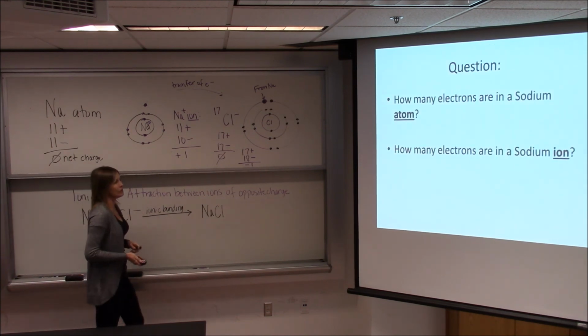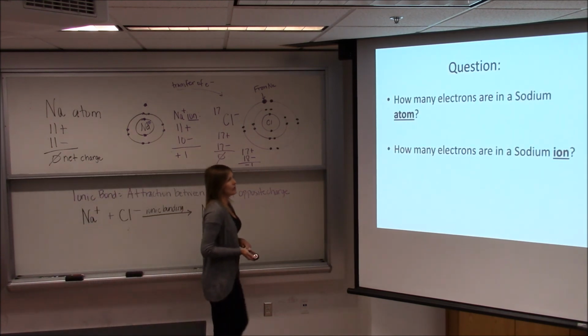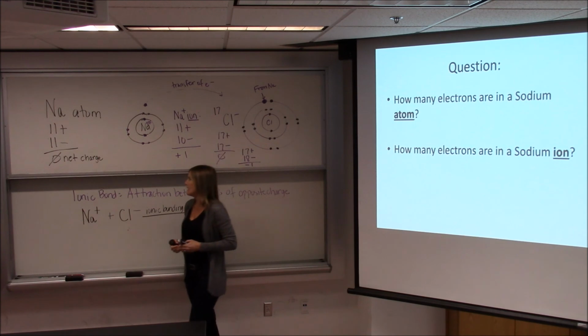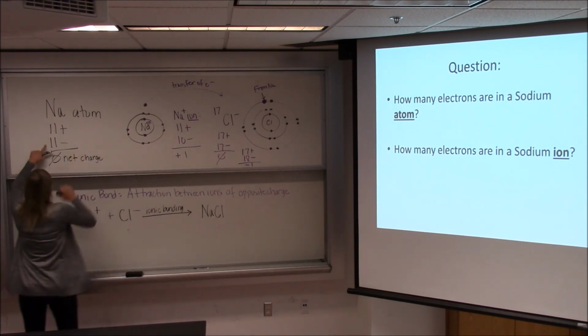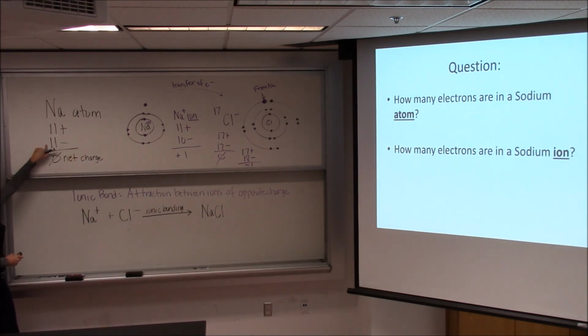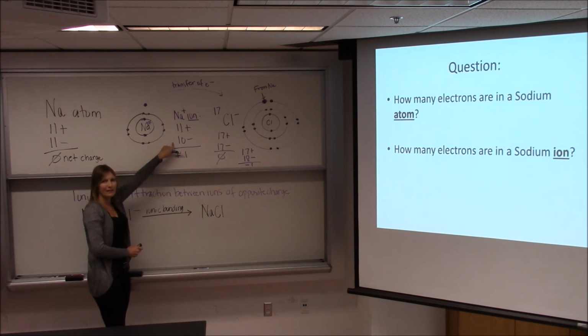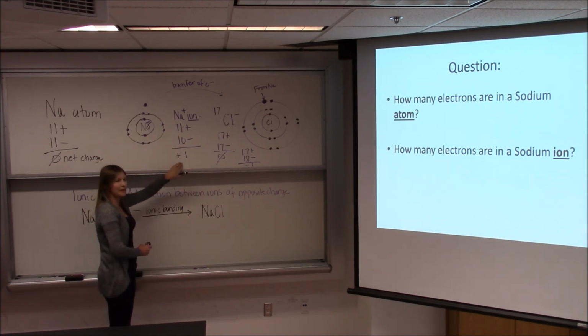So here's a quick question. How many electrons are in a sodium atom? Okay, so the atom was the uncharged. 11. How many electrons are in a sodium ion? Important to understand the difference between those two terms. Sodium ion, 10 electrons. It gave one away. And now that's how it becomes an ion.